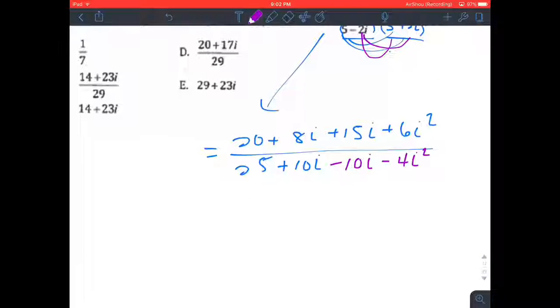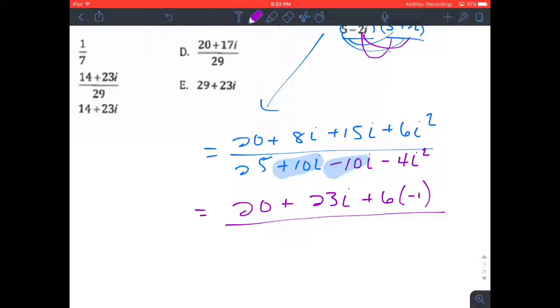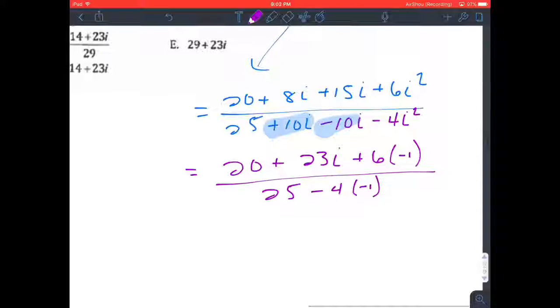When you multiply two conjugates, the middle two terms will always be the same with opposite signs, so they're always going to cancel. In our numerator, we got 20, combining like terms, plus 23i plus 6 times negative 1, because i squared is negative 1. Our denominator, we got 25 minus 4 times negative 1, because i squared is negative 1.